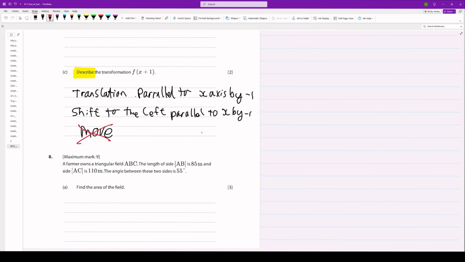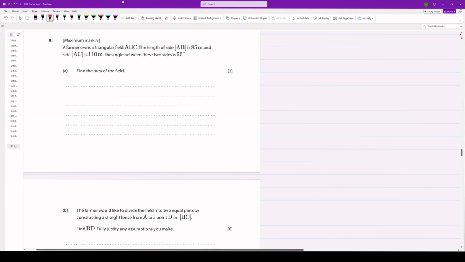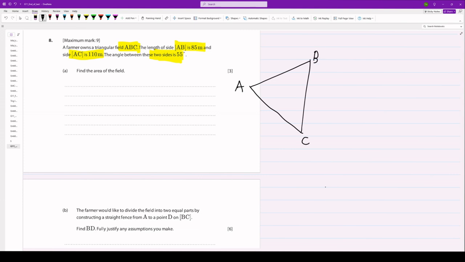That's my idea anyway. Okay, question 8. I enjoy doing this one. Right, so we've got a triangle ABC. AB is 85 metres, AC is 110 metres, and the angle between the two is 55 degrees. Well, let's draw that. If it's tricky, draw a picky. A, B, C. That's 85, that's 110, and that's 55. And I would like to know the area.